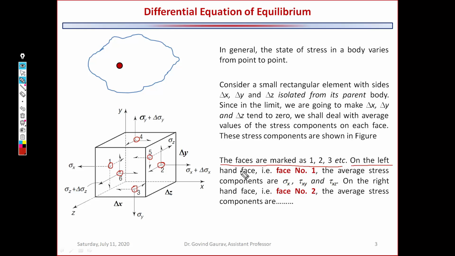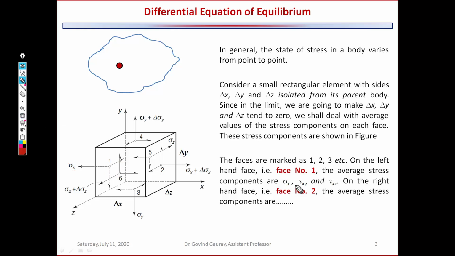So on the left hand face, say face number 1, the average stress components are sigma x, tau xy and tau xz. If we consider the first face, face number 1, this face is subjected to a value of the normal stress, which is sigma x. The other values of the stress would be this value of the stress, which is acting in the y direction, and the other value of the stress, which is acting along the z direction.